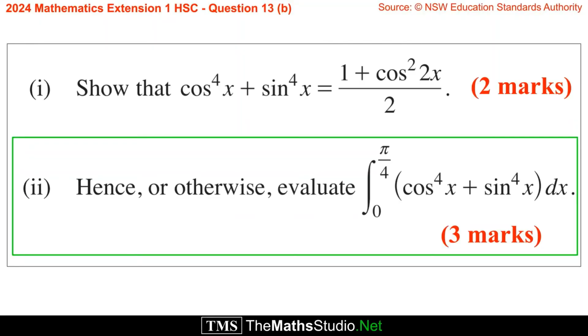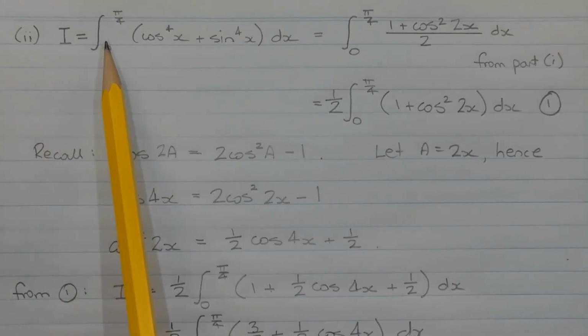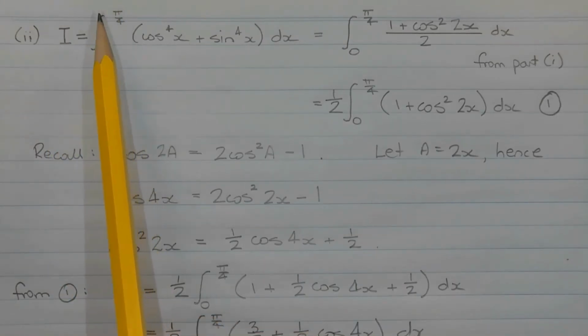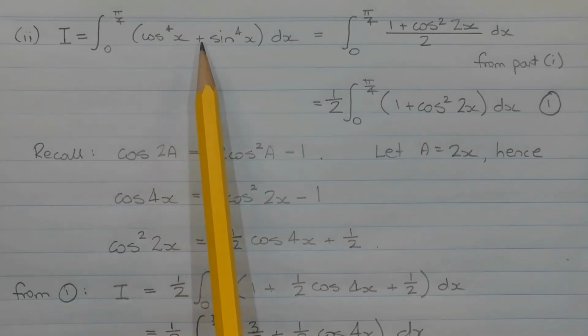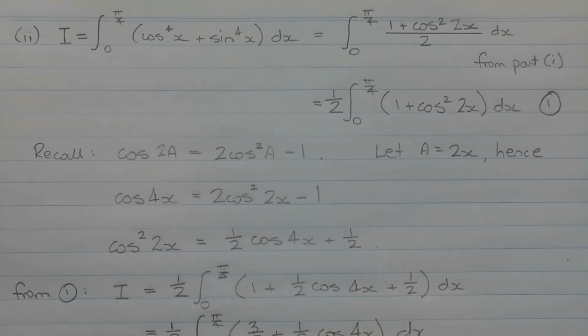Part 2. Hence or otherwise, evaluate the integral of cos to the power of 4x plus sine to the power of 4x dx from x equals 0 to x equals pi over 4. Let I represent the integral from x equals 0 to x equals pi over 4 of cos to the power of 4x plus sine to the power of 4x dx.